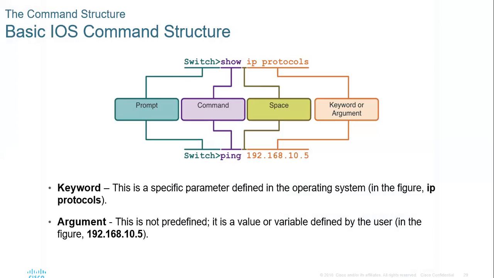So, switch ping 192.168.10.5. This is a class C address. We are pinging this address, meaning we are checking whether a reply is coming or not. Keyword: this is a specific parameter defined in the operating system, in the figure ip protocols. Argument: this is not predefined; it is the value or variable defined by the user, in the figure 192.168.10.5.